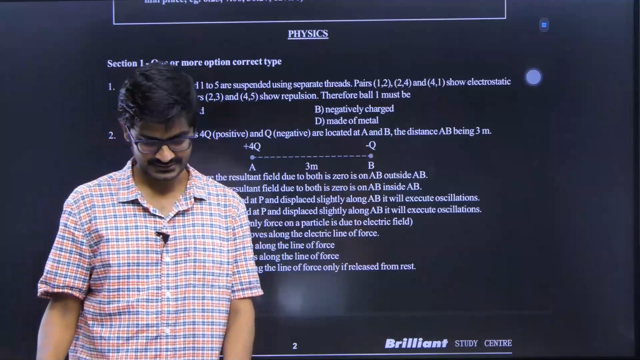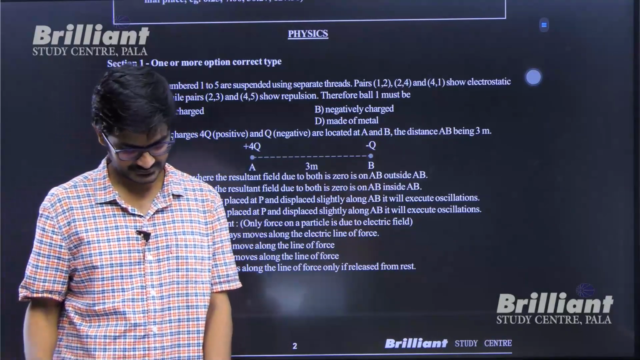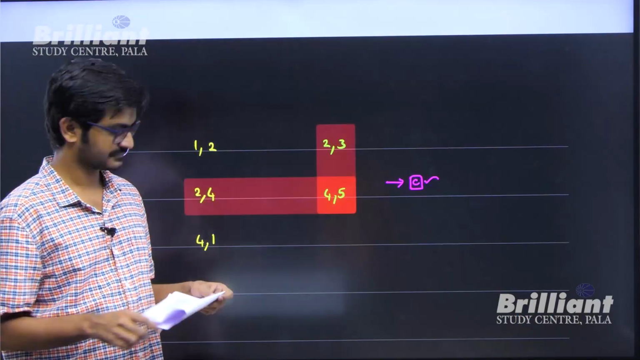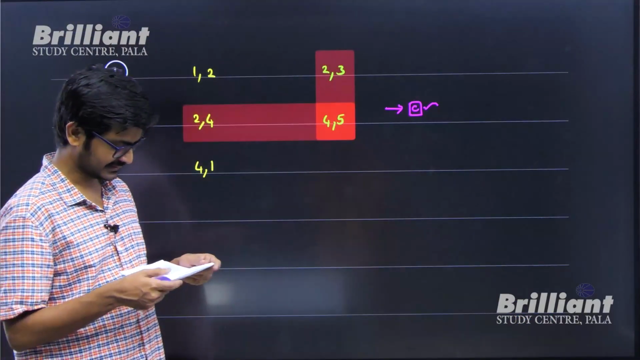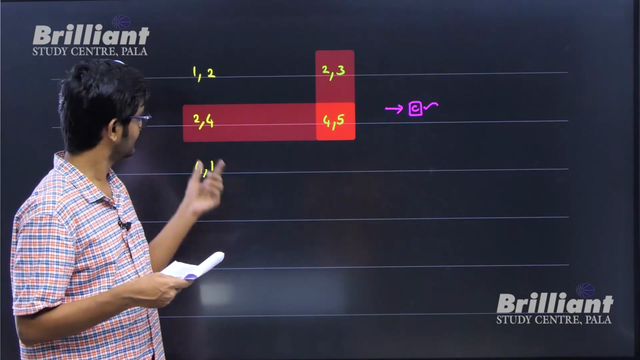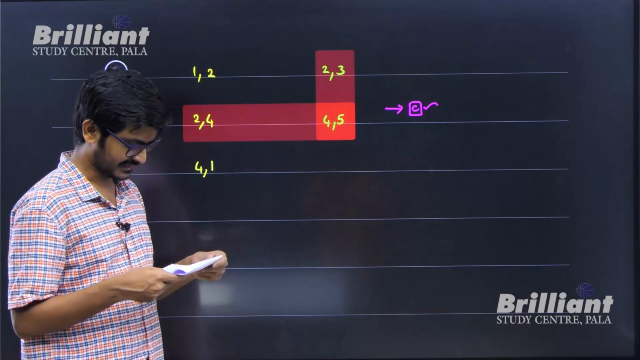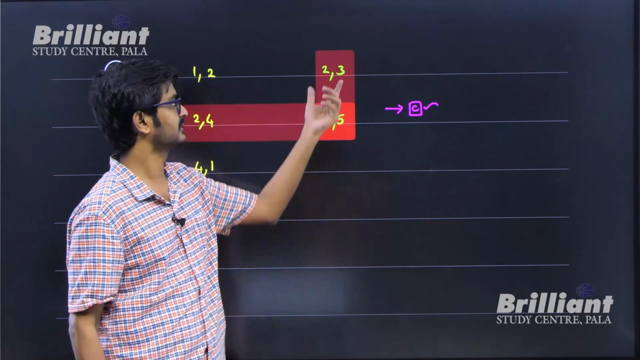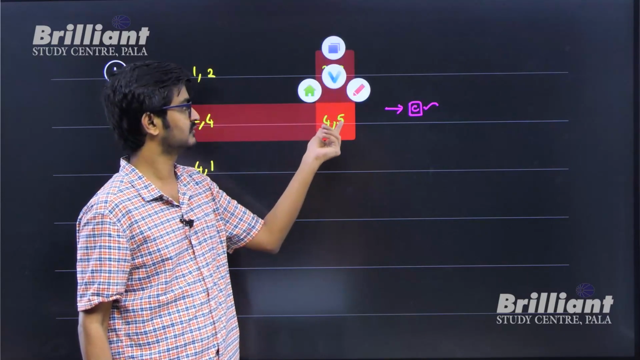The first question says there are 5 balls. We'll be looking into the solution and I'll be reading the question. They said there are sets like pair 1 and 2. These two will be attracting, 2 and 4 will be attracting, 4 and 1 will be attracting, and they said 2 and 3 will be repelling and 4 and 5 will be repelling. So from here you can understand these two will be of similar kind, and these two will be of similar kind.